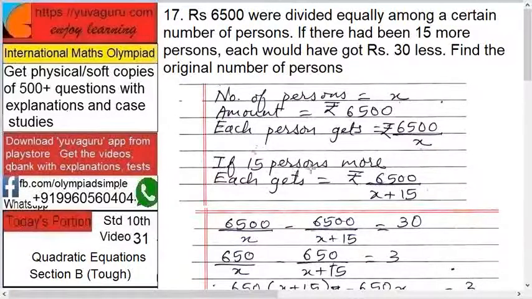Okay. Now if there were 15 persons more, then what? Each one will get what? 6,500 upon x plus 15, right? Okay. Now what is given? Each one would have got 30 rupees less. It means this upon x is what each one is getting and upon x plus 15 is what each one is getting, the difference between them is 30 rupees. Obviously the first one 6,500 upon x is bigger than 6,500 upon x plus 15, right? So solve this. 6,500 upon x minus 6,500 upon x plus 15 equals to 30.